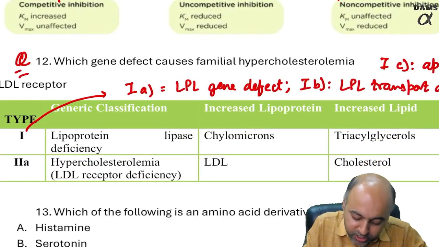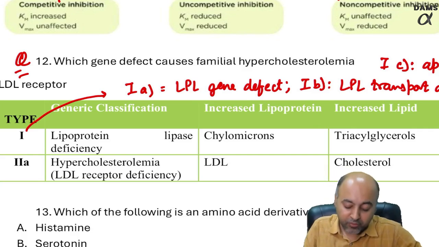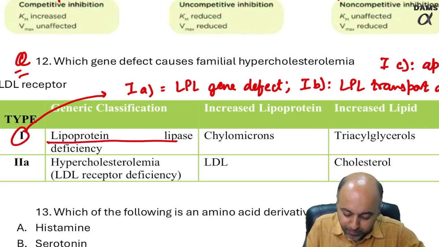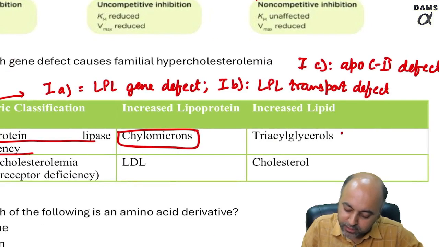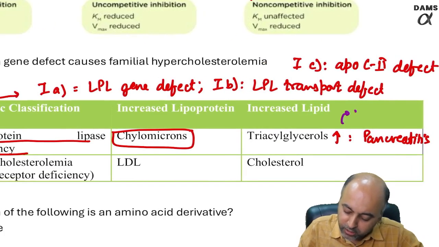Now we are repeatedly getting questions on familial hypercholesterolemia and familial hyperchylomicronemia. Okay, so type 1, where lipoprotein lipase deficiency is there, you get elevated chylomicrons, and triglyceride levels are elevated. Common presentation can be pancreatitis, and in these patients what you can see is cutaneous or subcutaneous xanthomas.